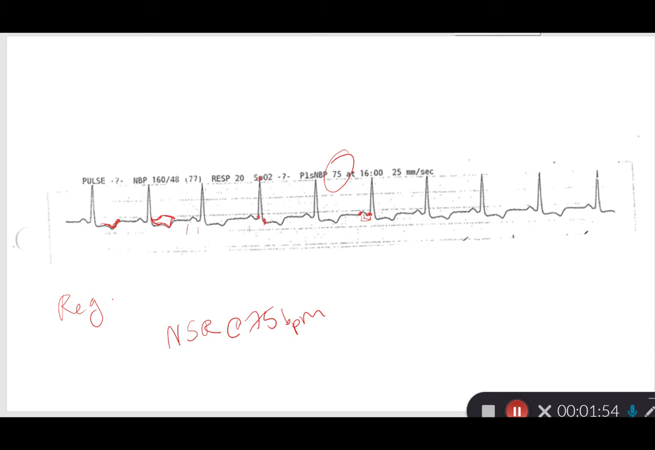We call that the J point. And that is below my isoelectric line. If I were to draw that imaginary line, kind of where my baseline is, it is below that. So I have some ST segment depression. And I also have inverted T waves.